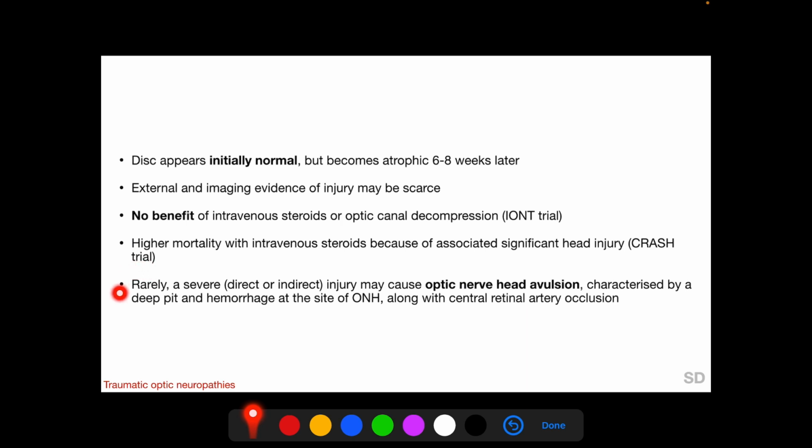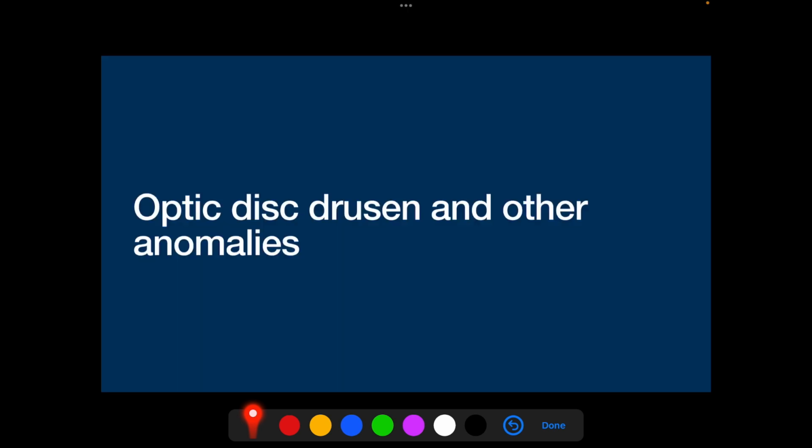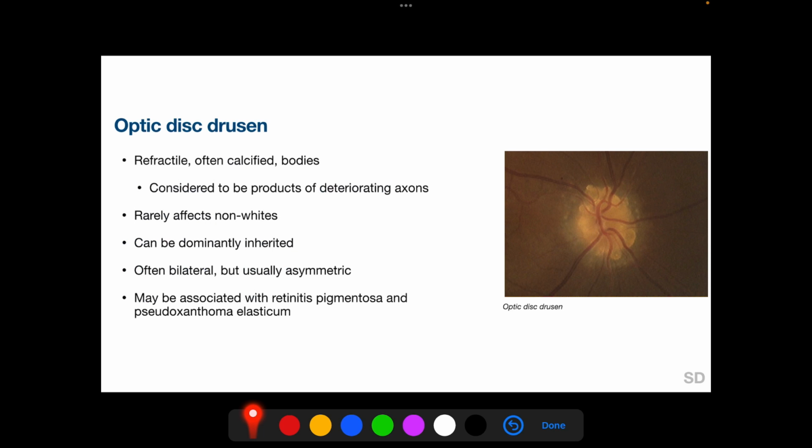I could not find a non-copyrighted image, so please look up on the internet for an image of optic nerve head avulsion. Coming to other disc anomalies, starting with optic disc drusen.